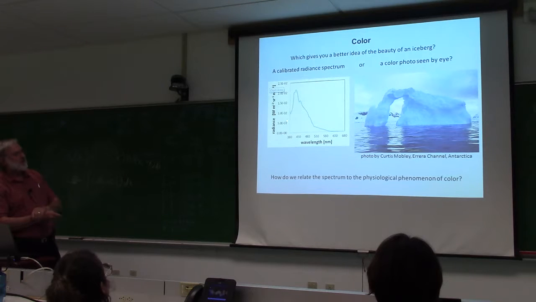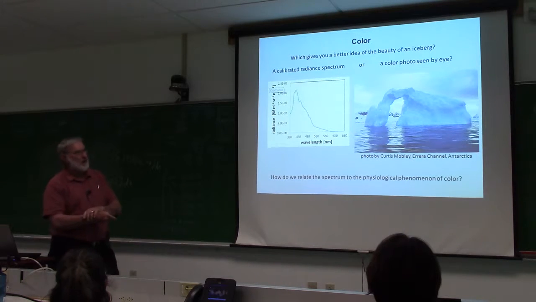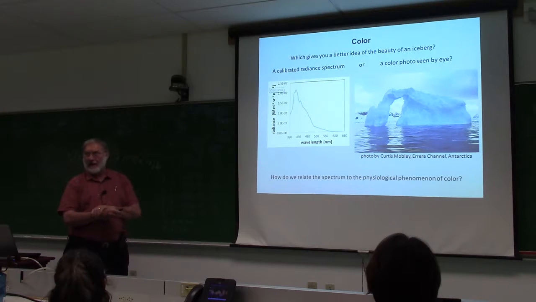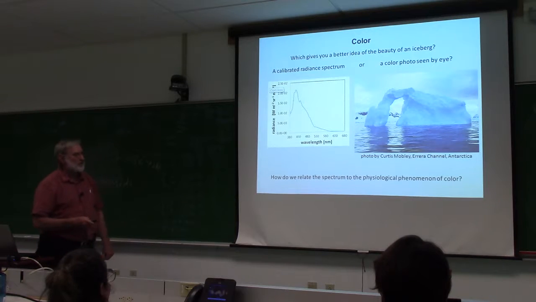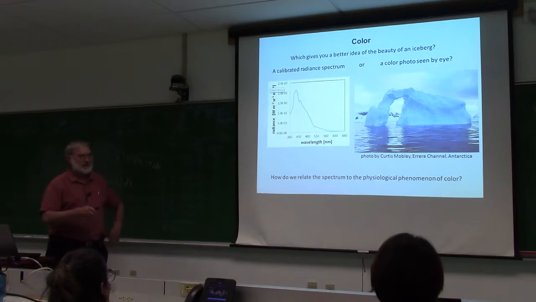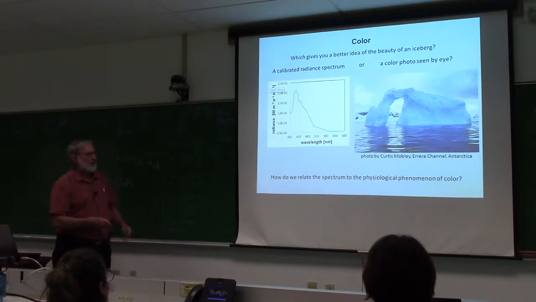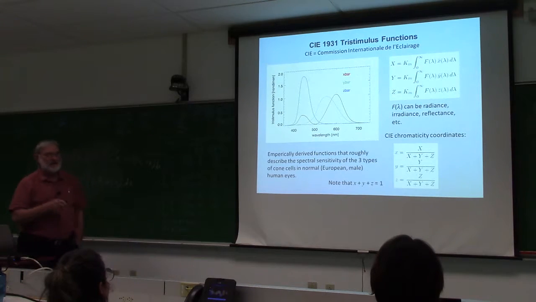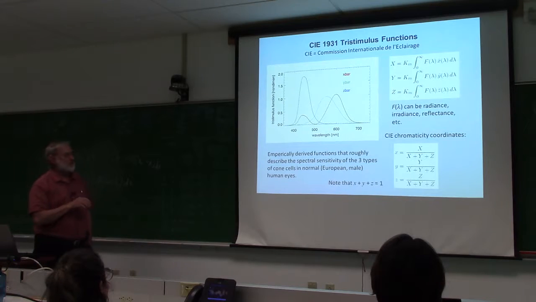It's really amazing. This spectrum, which is all nicely calibrated and everything, doesn't tell you near as much about the color of an iceberg as just seeing a photo of an actual iceberg, so you see the blue or the green or whatever it happens to be. So then this question is, well, how do you relate a spectrum into this physiological sensation of color? Okay, so now they have these things called tri-stimulus functions.